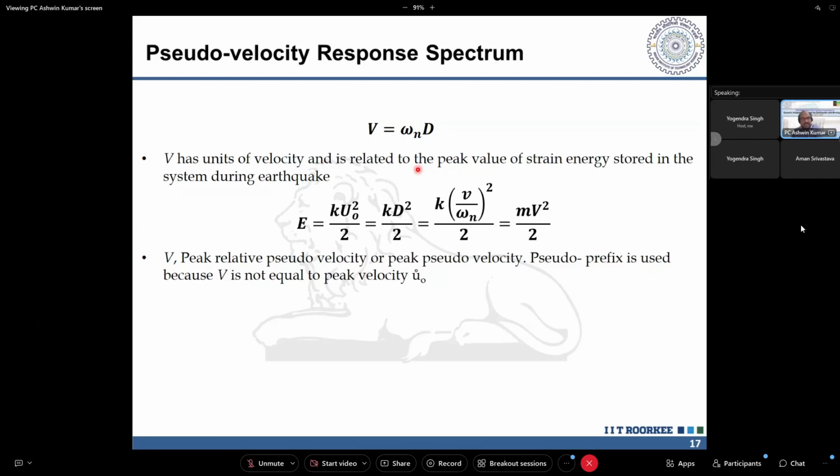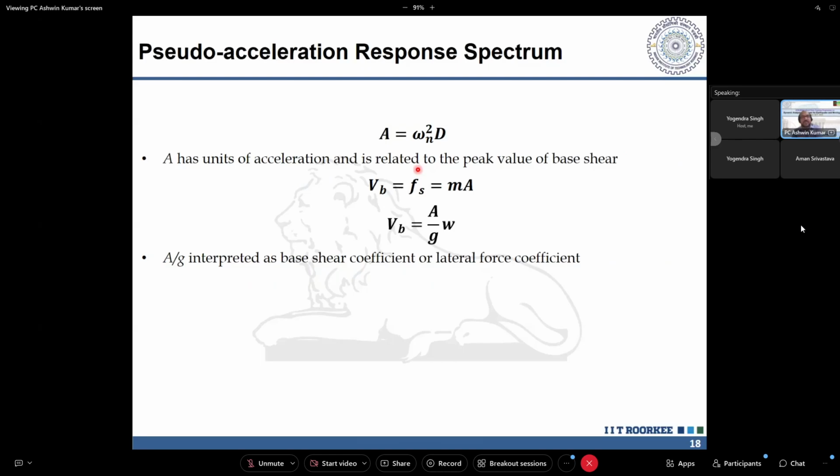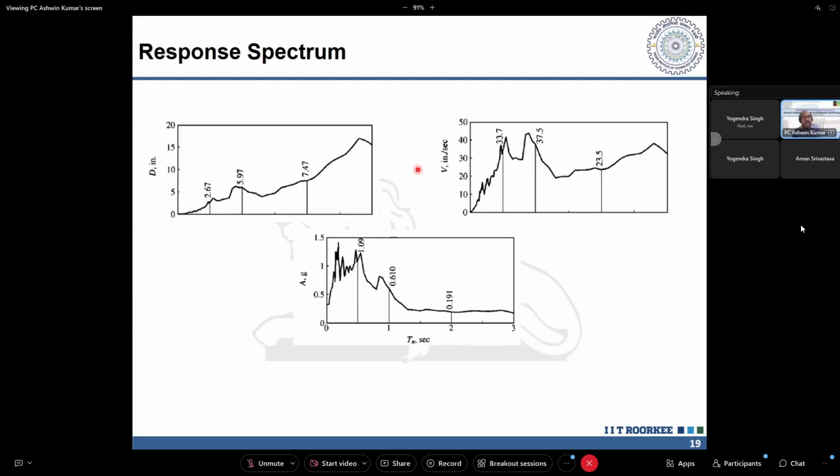If I differentiate and find them in the direct way, I can call them the velocity spectra as well as the acceleration spectra. But since I'm using the relations omega n square into the displacement and omega n into the displacement, whatever response I get in terms of velocity and acceleration, I have to call the pseudo velocity and pseudo acceleration. That is the only difference between the two.